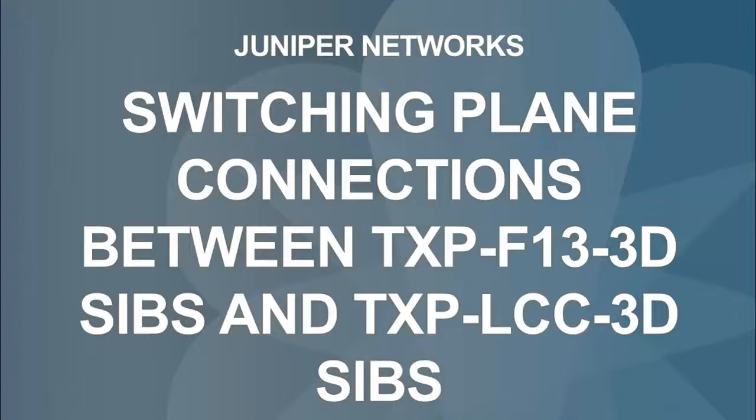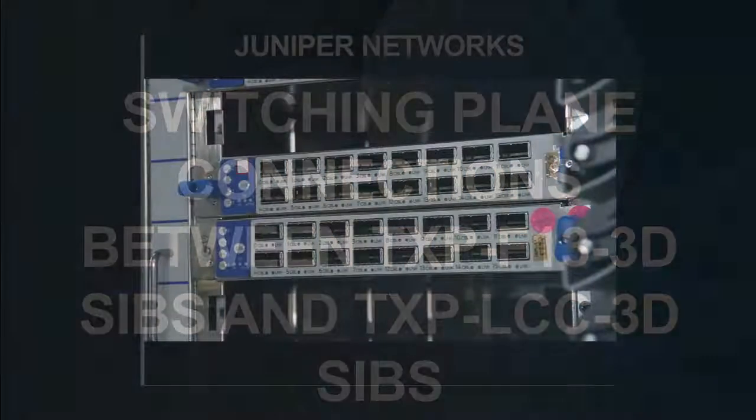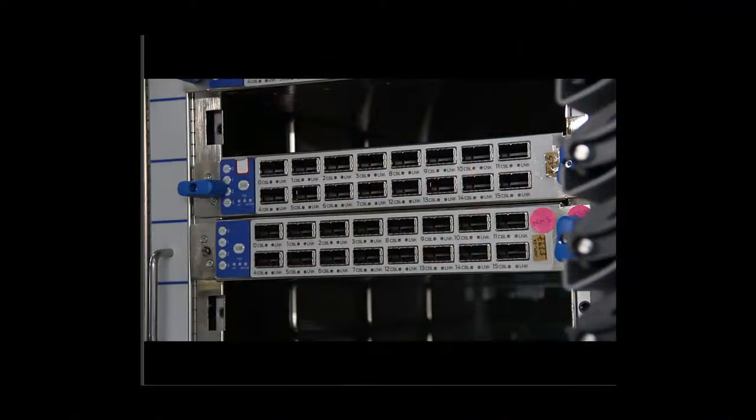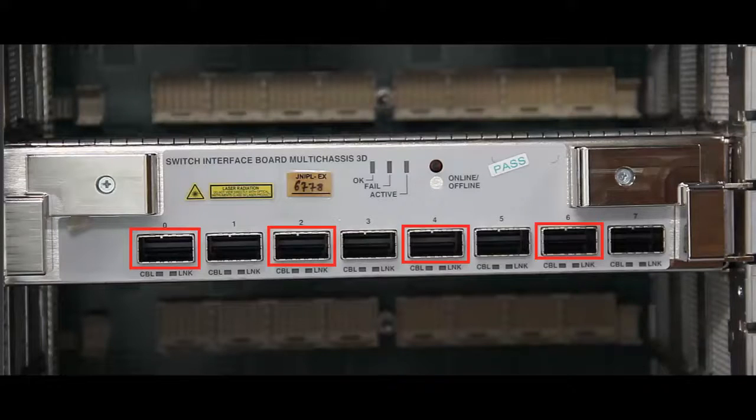This video explains the ports used for connecting the F13 3D SIBs of a TX Matrix Plus switch fabric chassis and the line card chassis 3D SIBs in a routing matrix. In an F13 3D SIB, there are 16 ports. In an LCC 3D SIB, there are 8 ports. While all the 8 ports are used in a T4000 LCC 3D SIB, only ports 0, 2, 4, and 6 are used in a T1600 LCC 3D SIB.